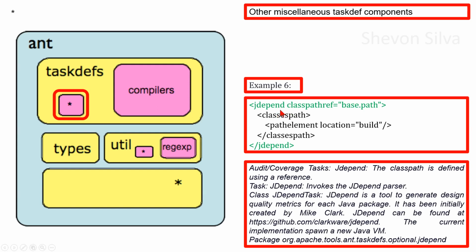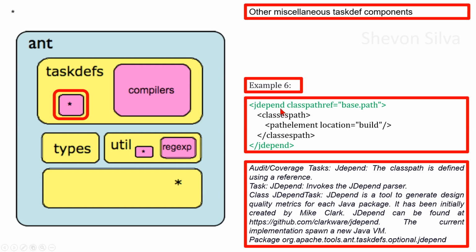In the API class JDepend tasks, JDepend is a tool to generate design quality metrics for each Java package. It has been initially created by Mike Clark. JDepend can be found at https://github.com/clarkware/jdepend. The current implementation spawned a new Java VM. This is in the package org.apache.tools.ant.taskdefs.optional.jdepend.